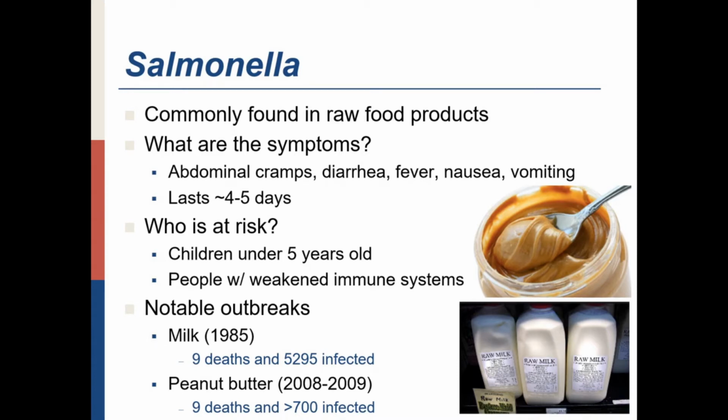The people who are going to be at most risk are people with a weaker immune system, so children under 5 years old, and then older people, immunocompromised individuals. A notable outbreak of this one was milk in 1985, which had 9 deaths and 5,295 infected. And then peanut butter, which had the same amount of deaths, but fewer infections.